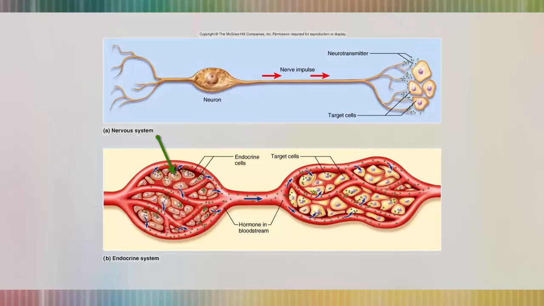Now, this effect is very quick, it's local, and it's short-lived. Within endocrine tissue, endocrine cells release hormones into the bloodstream, and they are spread throughout the body. And the target cells that contain specific receptors for that hormone will be the ones affected by that hormone. The distribution of hormones is widespread, although only target cells will respond. The effect is slower and more long-lasting.